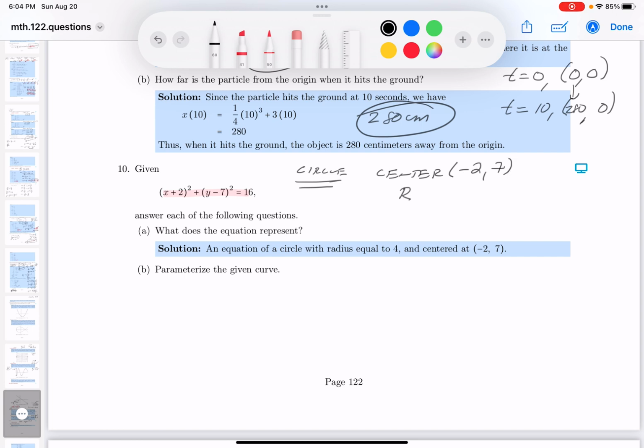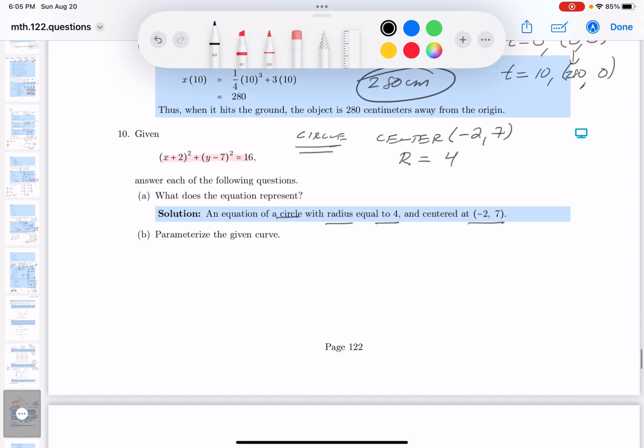What's the radius of this thing going to be over here? 4. Could I draw a picture of it? I could. It's a circle. It's got a center and a radius. I don't know if that's your question, by the way. Look at it. What does the equation represent? Oh, we just did it. It's a circle, right? Radius is 4, and its center is minus 2, 7.